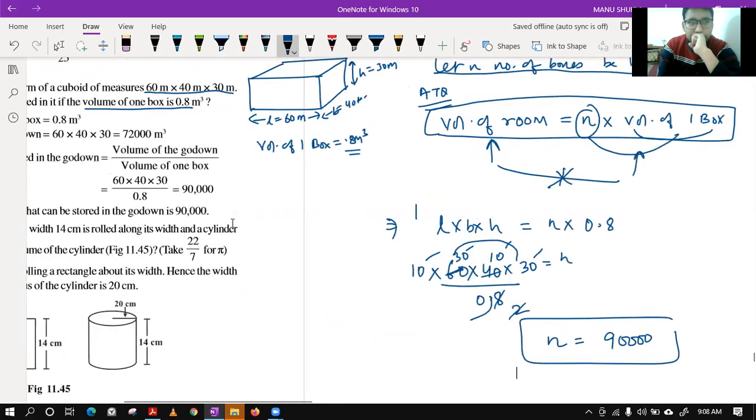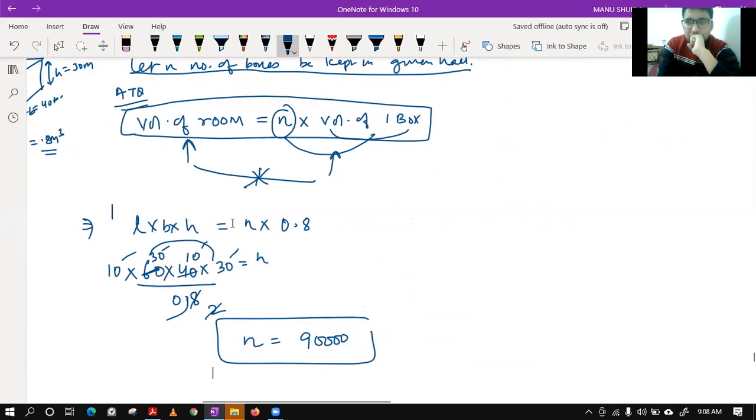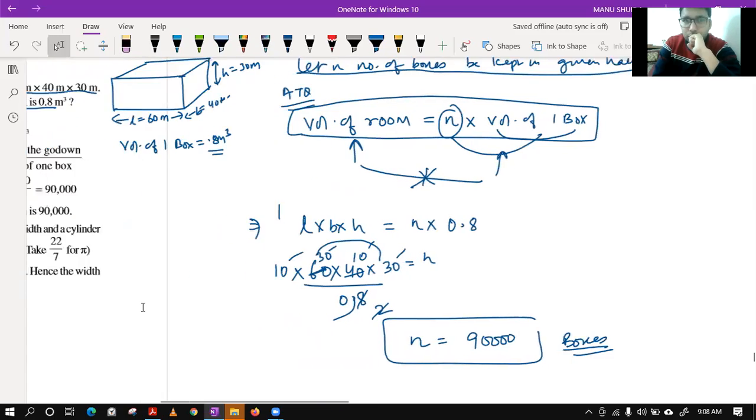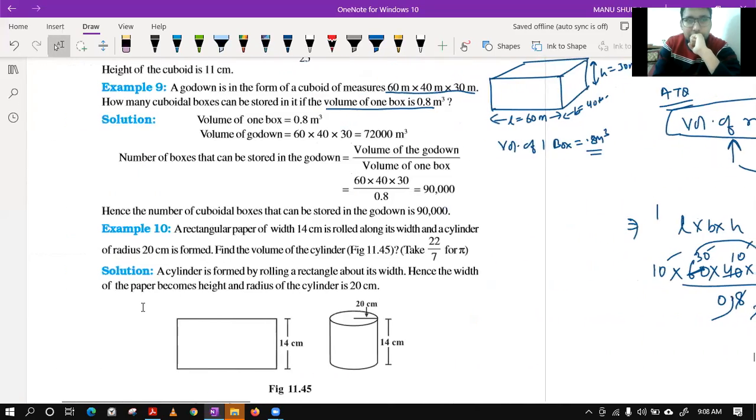So there are 90,000 boxes that can be kept in this room. This is like the warehouse that is used by many e-commerce companies. So n equal to 90,000 boxes you can keep inside.